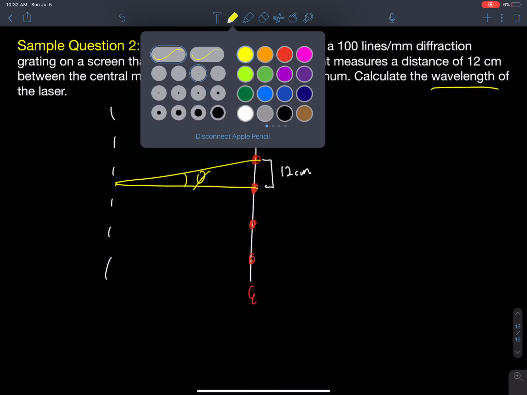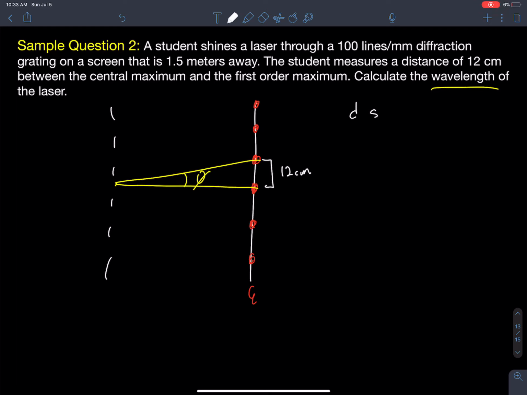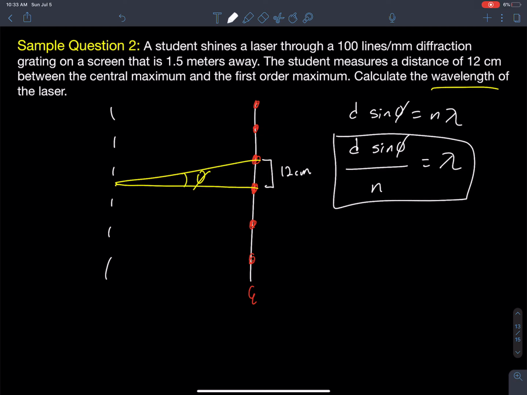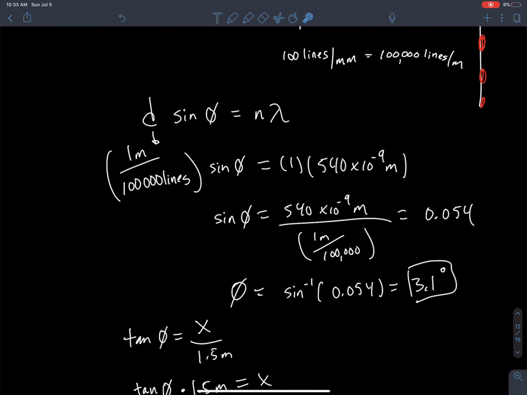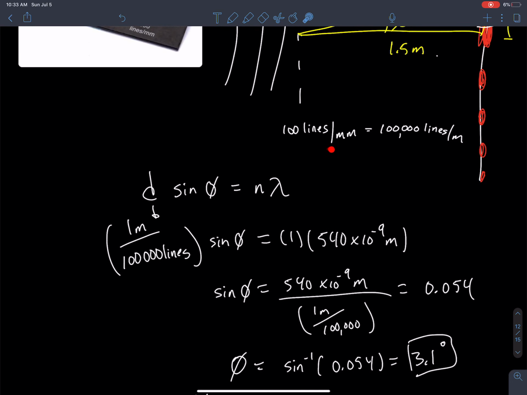So again, really quickly, we have d sine theta is equal to n lambda. The question is asking us to calculate the wavelength of the laser, which means d sine theta divided by n is equal to lambda. That's what we're going to be doing, so I have to substitute everything into here. Remember, to calculate d, you can just use what we did in the last question: 100 lines per millimeter is equal to 100,000 lines per meter.